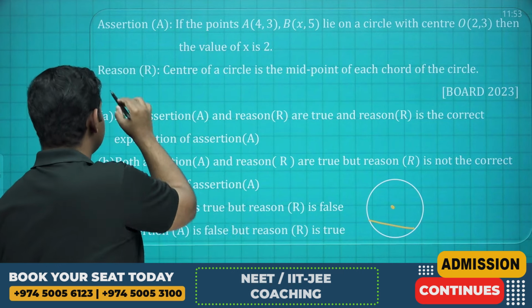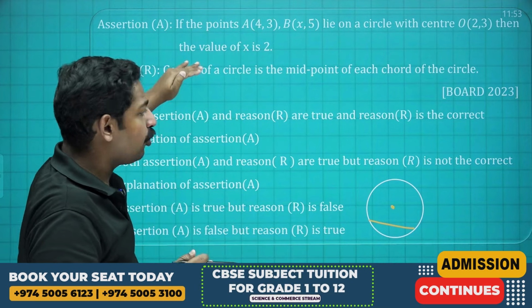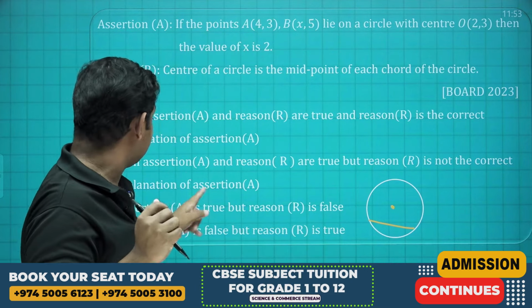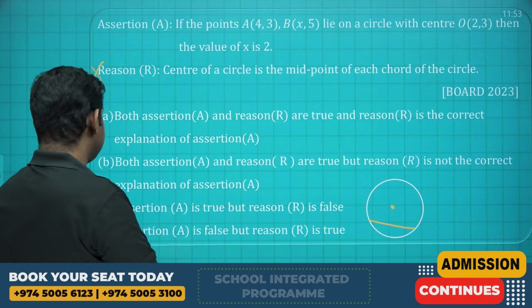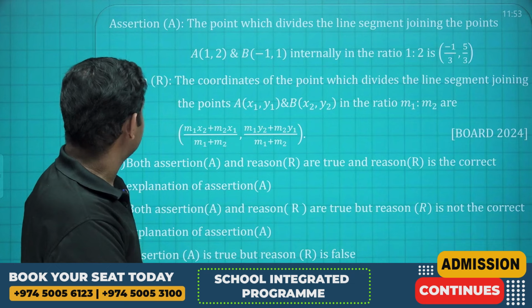So the reason is wrong. So no need to read the assertion. If the reason is wrong or false, then only one option, which is option C, is the correct answer. Okay. So now moving to the next one.